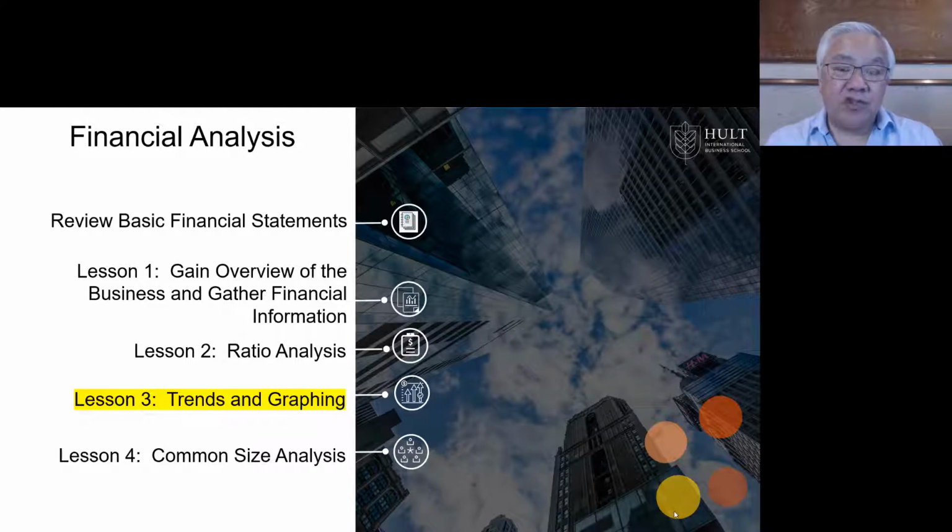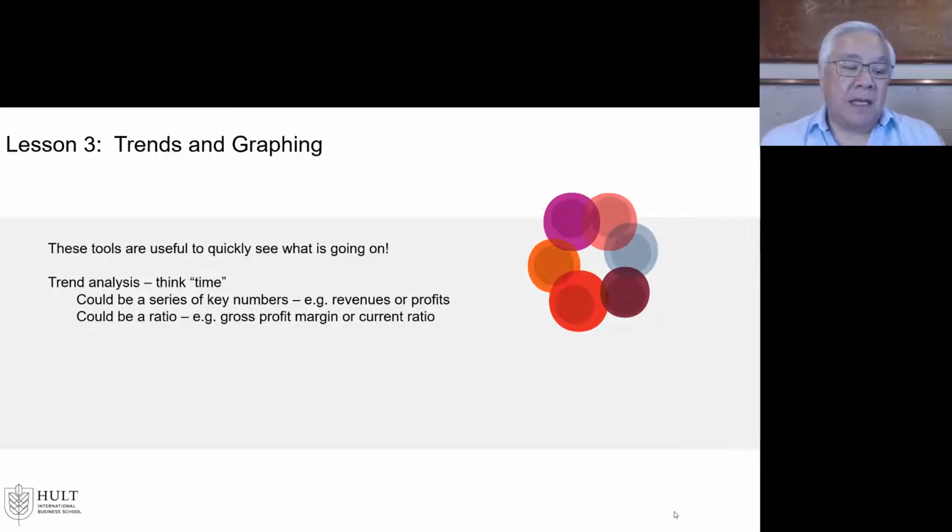Lesson 3, trends and graphing. And we see some additional tools that help our brains process what's going on. In terms of the tool itself, in trends, think time. So over time, we see how numbers change.